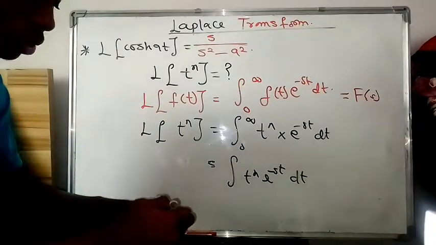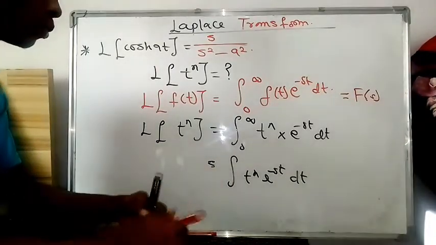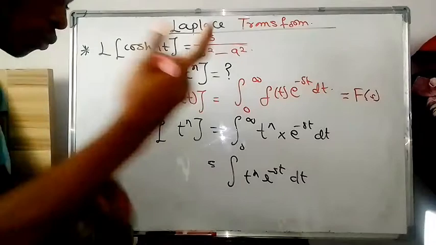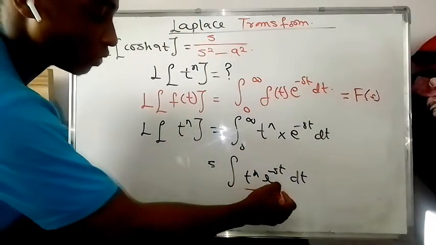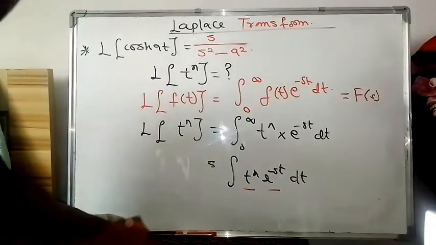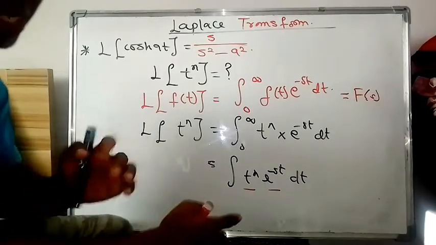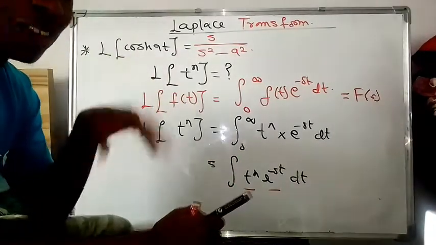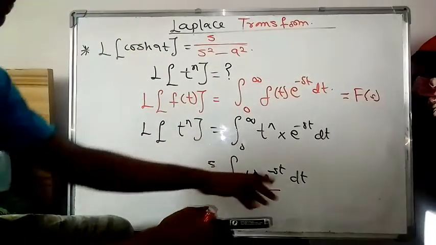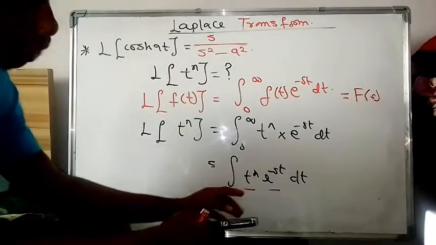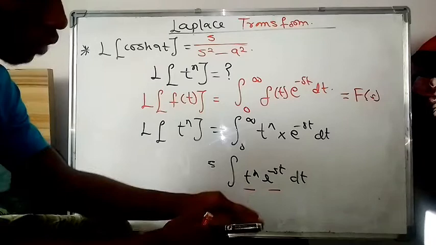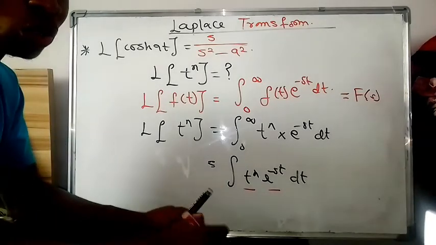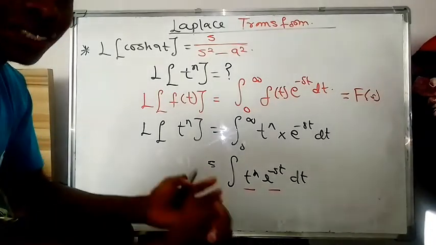Now we have two functions of t, because we are integrating with respect to t. We have t raised to the power n, and we have exponential minus st. When we are integrating two functions of the independent variable, which here is t, we apply what we know as the method of integration by parts.